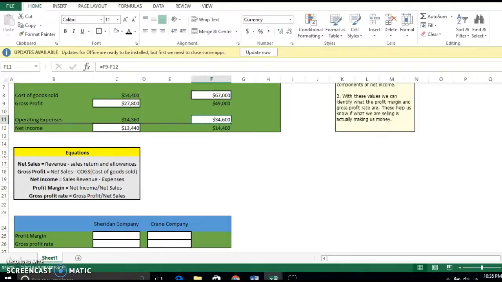So this moves us on to our second objective, which is with these values, we can identify what the profit margin is and gross profit rate is. And what these do is they help us know if what we're selling is actually making us money.